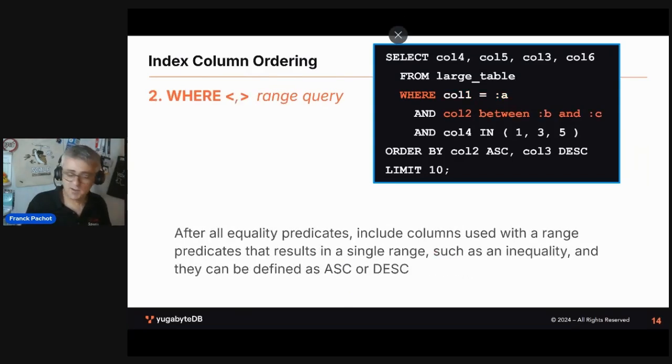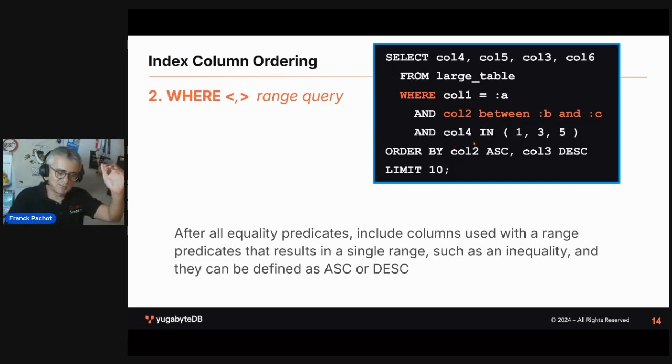Then the next one, the next column that you will put. Here, I can have the choice, and we will look at both. I did the equality predicate, and now I have two other predicates. One is a range predicate, a single range between a value and another value on column 2. I have also another predicate that is multiple points. It's an equality, but with multiple values. We will look at that later.